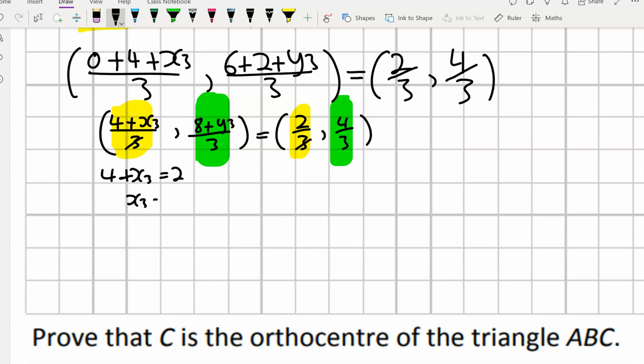So x3 is obviously going to be minus 2. You got your 8 plus y3 is going to be 4. So y3 is going to be minus 4. So our coordinate of B is going to be minus 2, minus 4.